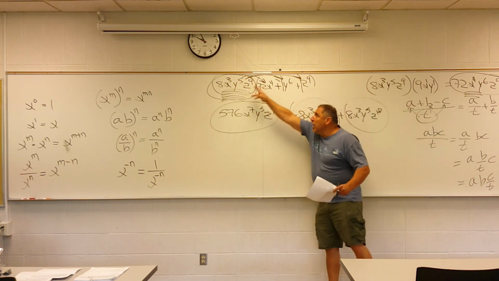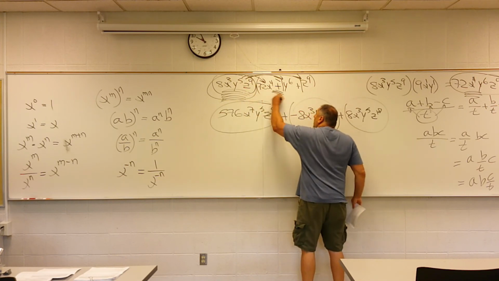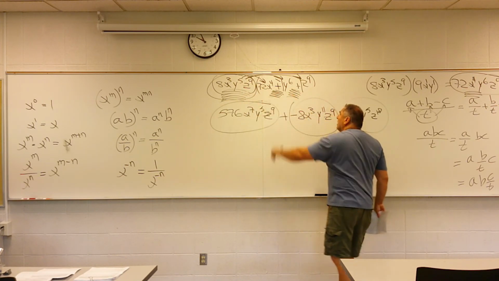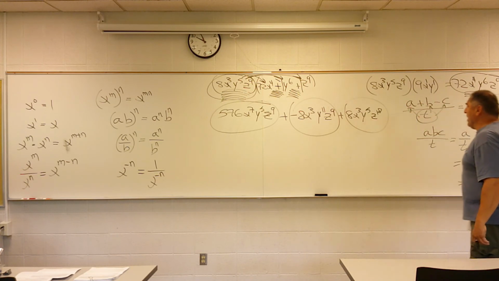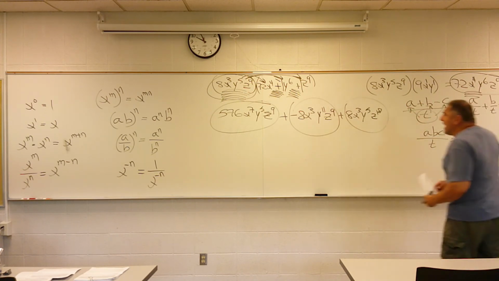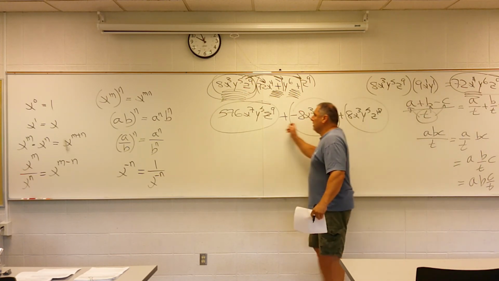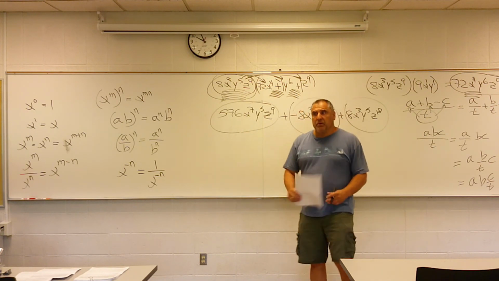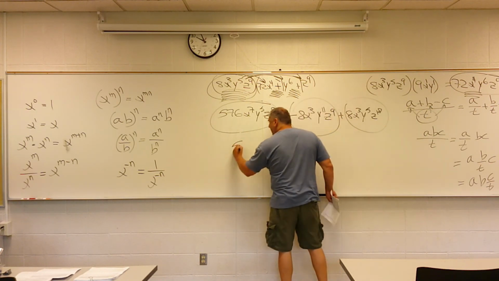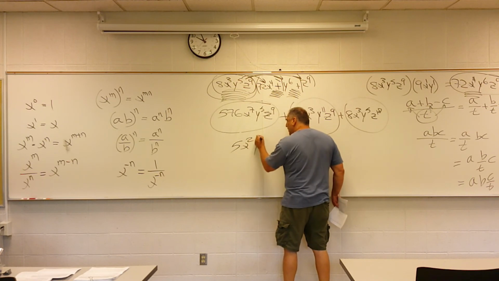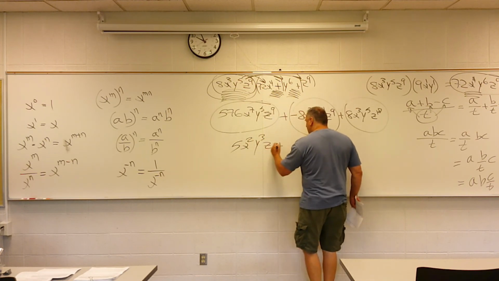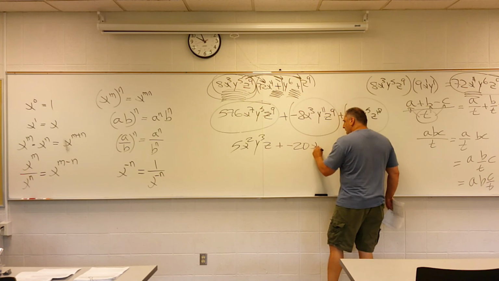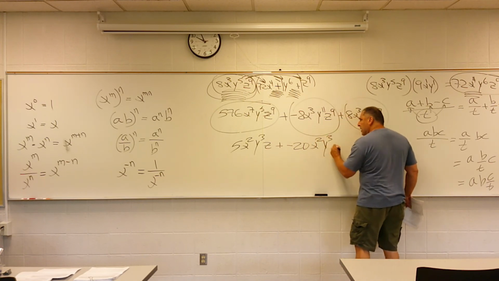No more distribution. You did the distribution. It was that right there. It got you there. You cannot simplify this any further. You have to have like terms. If you have 5x squared y to the 3rd z plus negative 20 x squared y to the 3rd z.